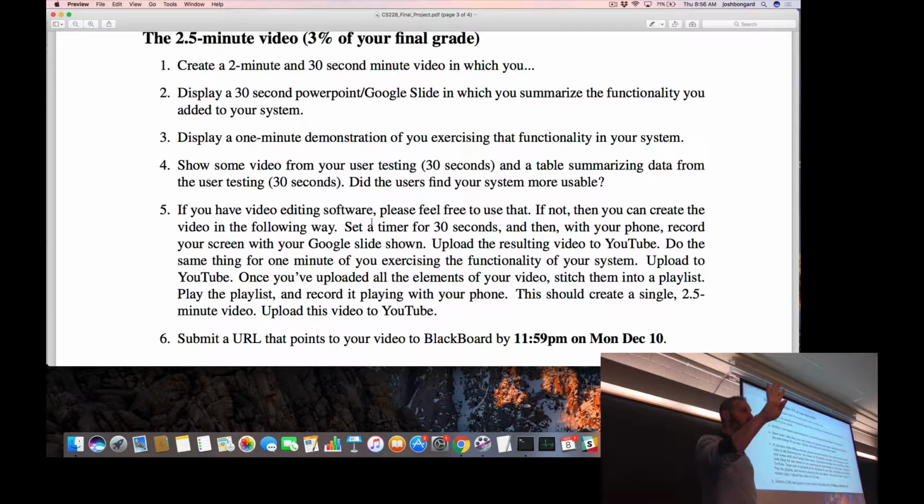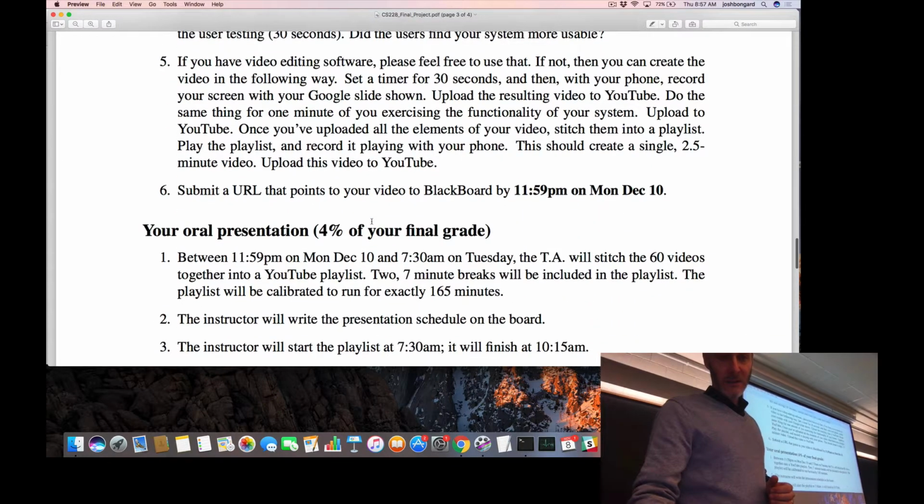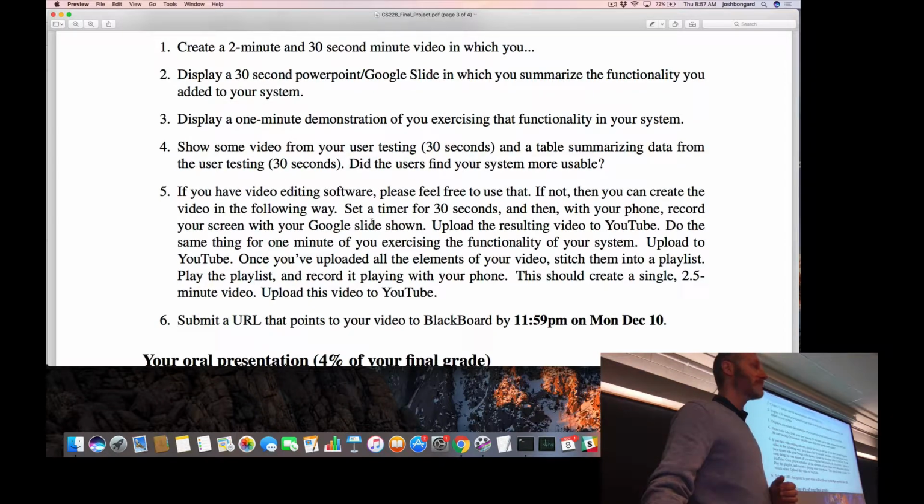Take those 4 videos, stitch them together into a YouTube playlist, play the playlist, use your phone and shoot the playlist, which will give you 1 video, which is 2 minutes and 30 seconds long. Upload that video and submit it to Blackboard. It's not beautiful, but it'll work. Again, we don't really care. Okay, any questions about that?